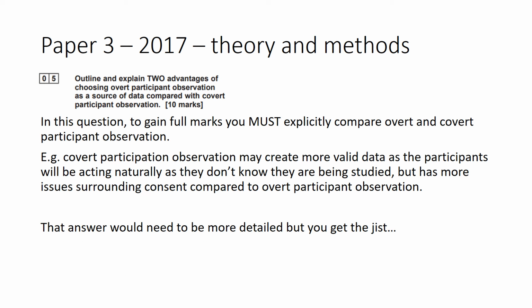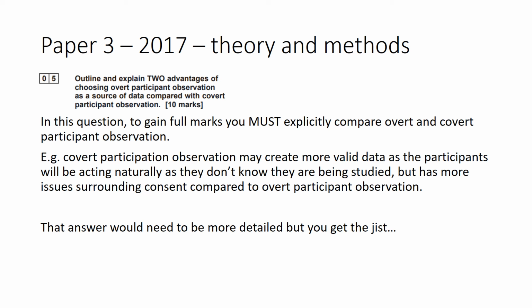And then this is the theory and method section of paper 3. Outline and explain 2 advantages of choosing overt participant observation as a source of data compared with covert participant observation. To gain 4 marks in this question, because it's asking you to compare them, you really must explicitly compare overt and covert. An example I've created is: covert participant observation may create more valid data as participants will be acting naturally as they don't know they are being studied.